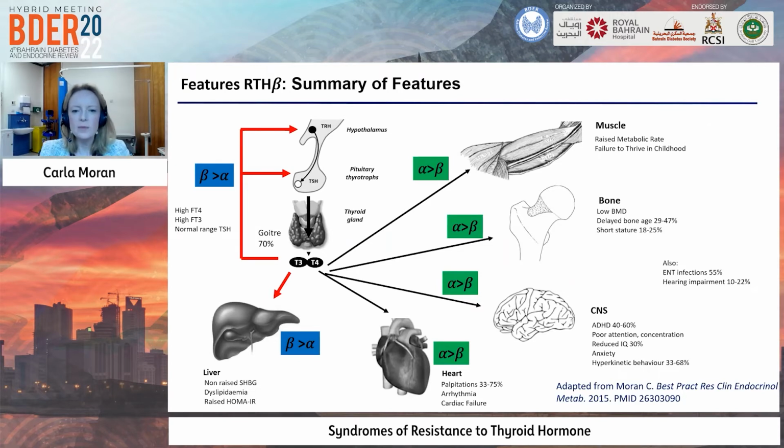And in tissues that express the alpha form of the receptor, they seem to have some thyrotoxic features. So they have a raised metabolic rate, failure to thrive in childhood. Adults have reduced bone mineral density. Children can have short stature with later catch-up growth. They can have poor attention and concentration, reduced IQ, and anxiety is frequently described, as is hyperkinetic behavior in children.